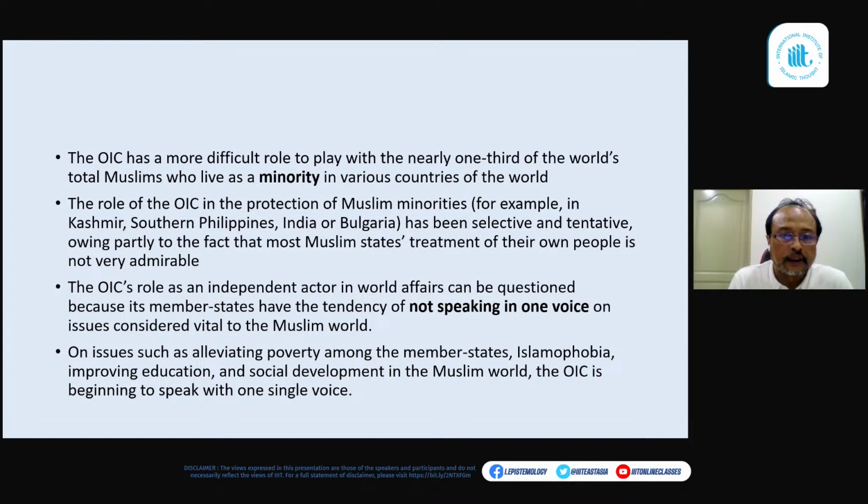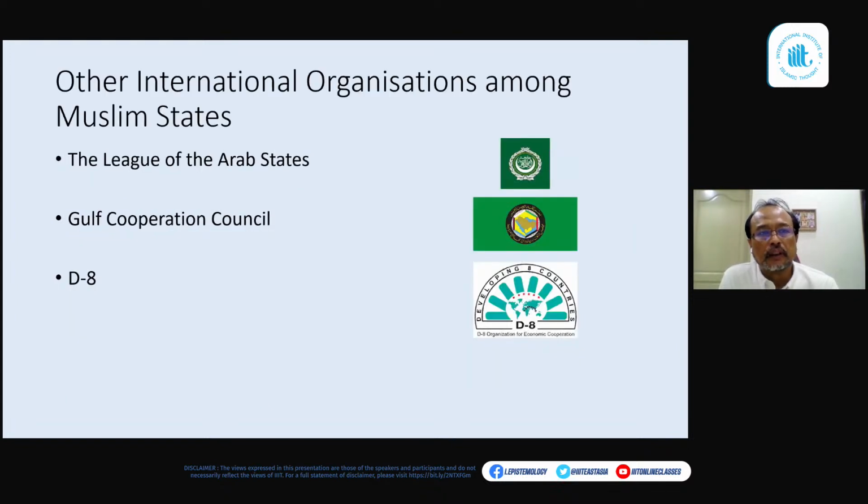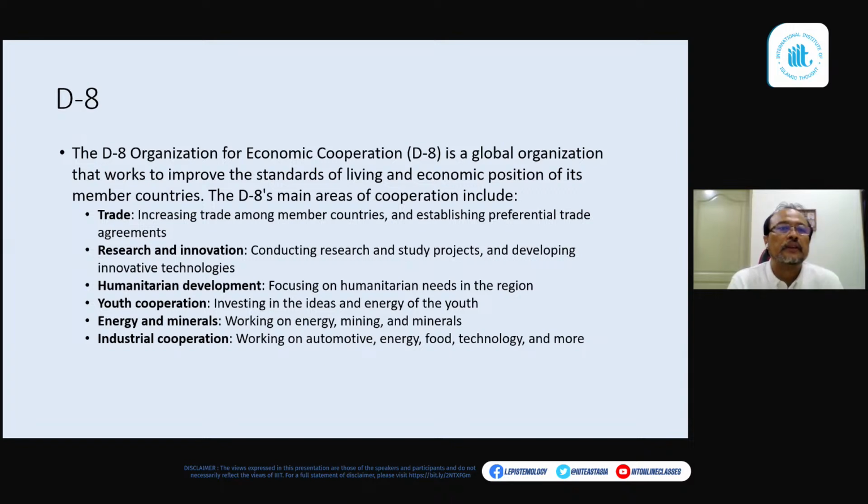There are also issues like poverty, Islamophobia, educational standards, and social development in the Muslim world. These are areas where we see some improvement, where the OIC has now begun to speak with one voice. Now, other international organizations among the Muslim states would include the Arab League, formerly the League of Arab States, the Gulf Cooperation Council, and also the D8, short for Developing Eight. So this is a small step, I think, toward greater cooperation in the Muslim world.